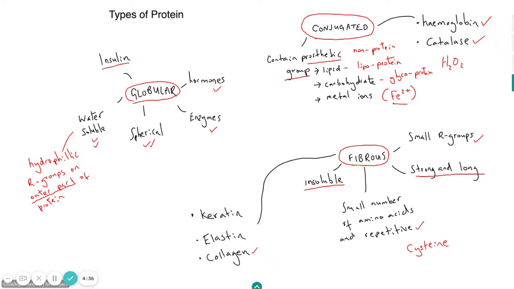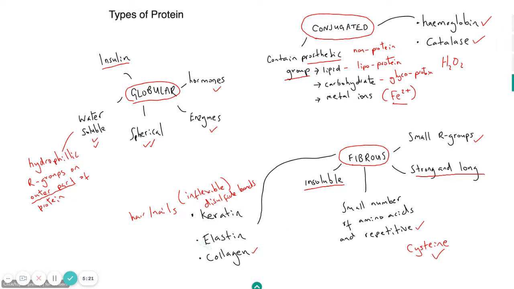The three types of fibrous protein, so all these insoluble structures, are first keratin. This is what you tend to find in your hair and nails. Very strong, and it's very inflexible. And what makes it inflexible is the disulfide bonds. Cysteine has got sulfur in its R group, so you'd find cysteine in keratin as well.